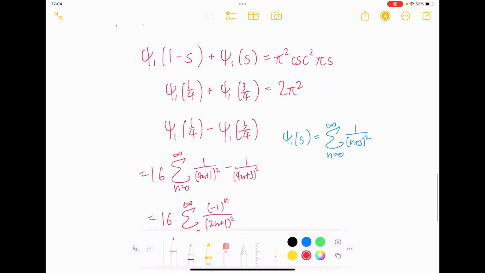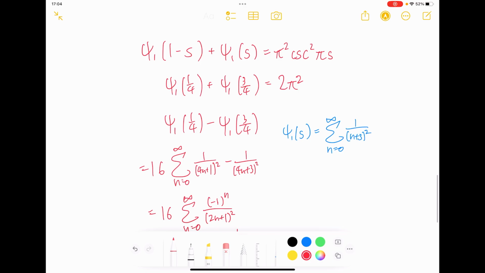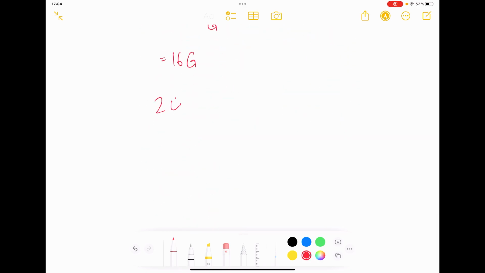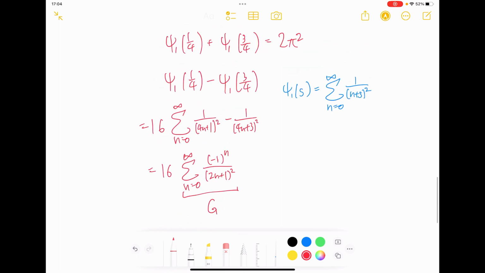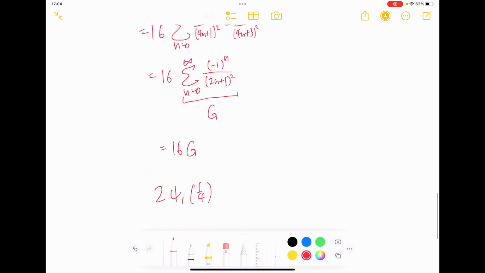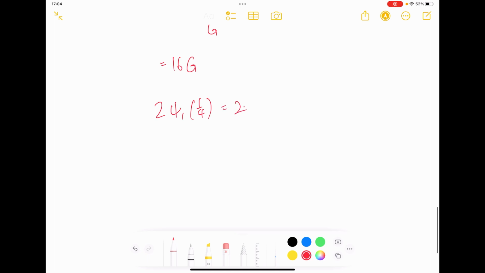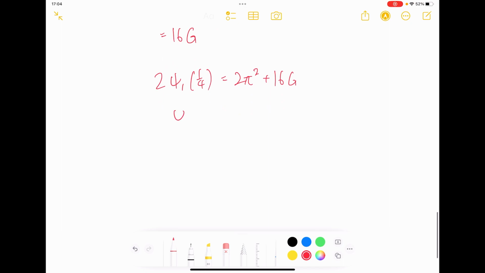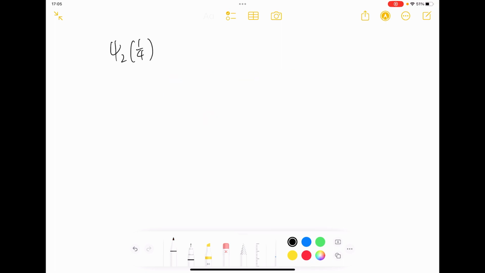And if you add the two equations together, that's going to get us 2 times psi 1 of a quarter, and the psi 1 of 3/4 cancels out. That will equal 2 pi squared plus 16G. And therefore, psi 1 of a quarter is equal to pi squared plus 8G. There we go. That's psi 1 of a quarter. There's one left until we can plug everything in. So let's find that one as well, psi 2 of a quarter.